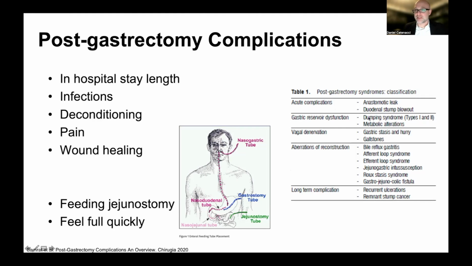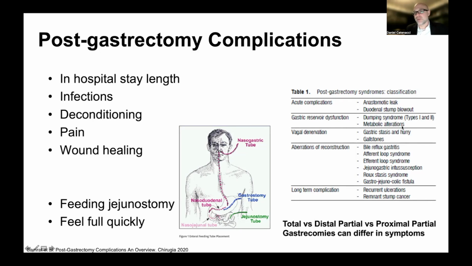We'll go through dumping syndrome and metabolic alterations, as well as stasis and diarrhea. There are a number of other complications that can occur as a consequence of the new plumbing that's gone on in the abdominal cavity. And then there are longer term complications with ulcerations in the stomach. And something that you should be aware of is that there's a known phenomenon of cancer that occurs at the anastomosis of where the connection was made.